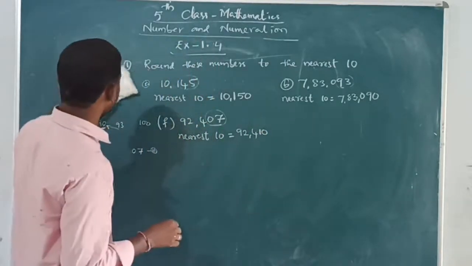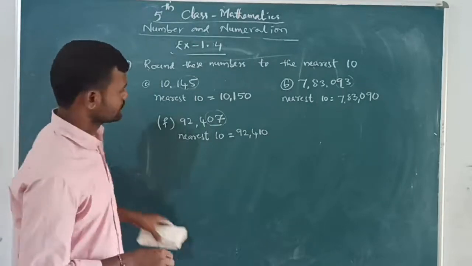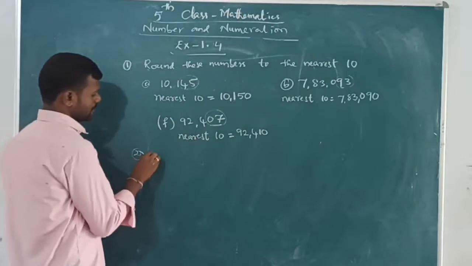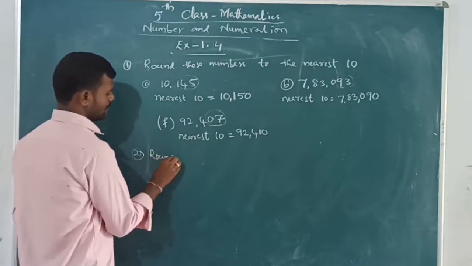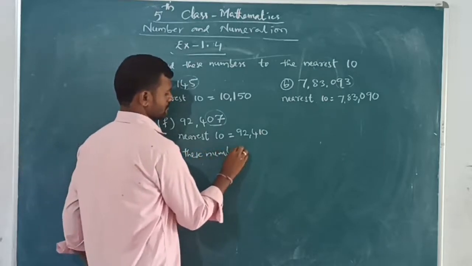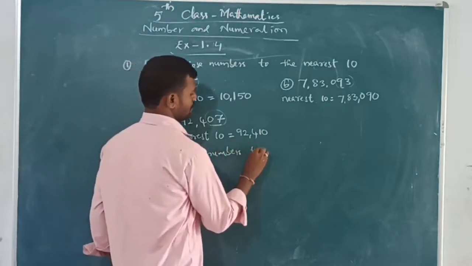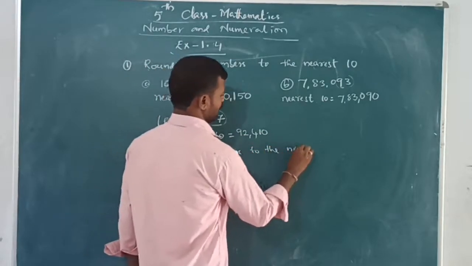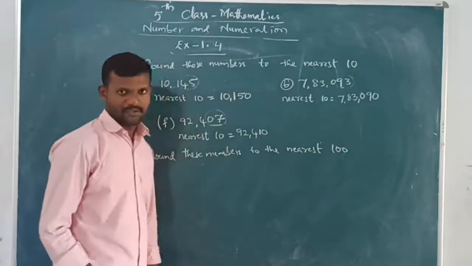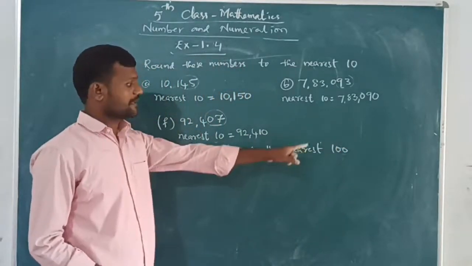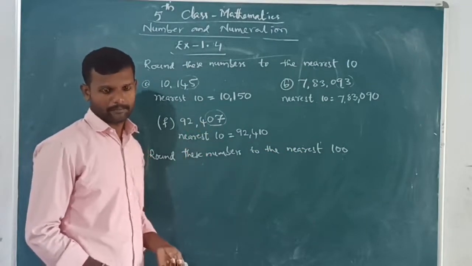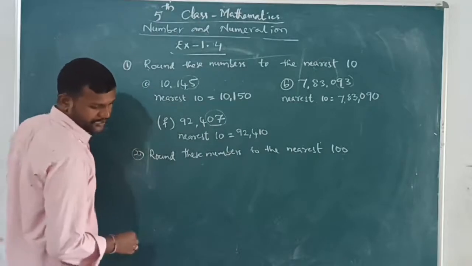This is the first bit. Round off the numbers to the nearest tens. Next, second bit is there. What is the second bit? Round these numbers to the nearest hundreds. To the nearest 100. I already explained. 100 means how many digits we should take? 3 digits, and you have to write it. Okay.